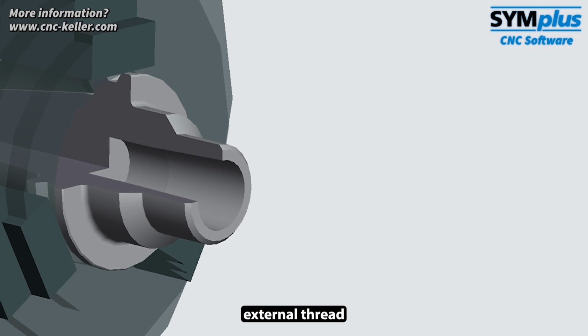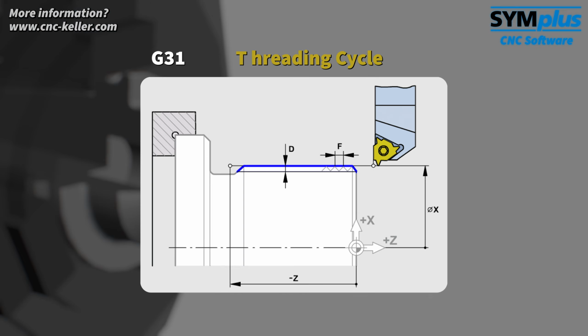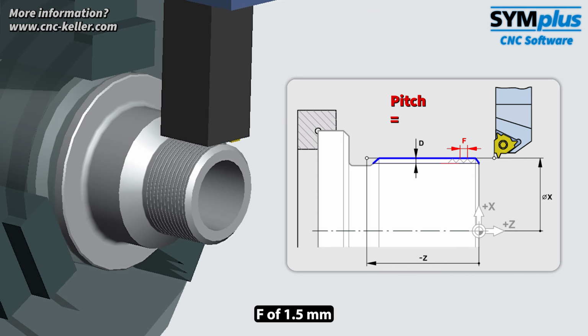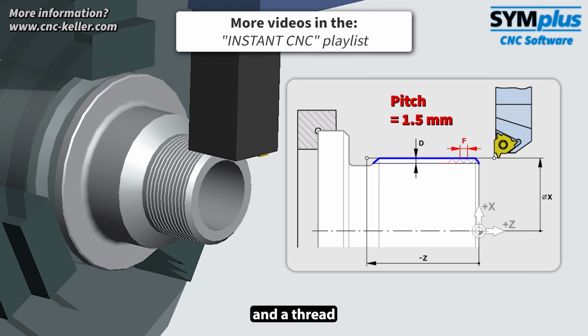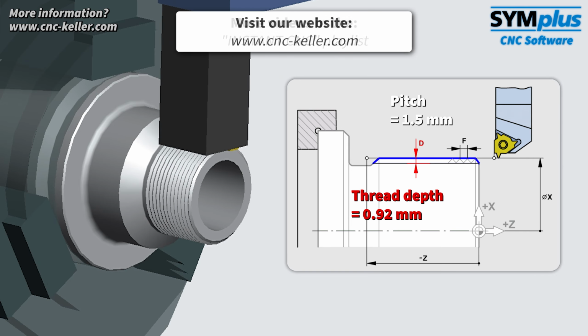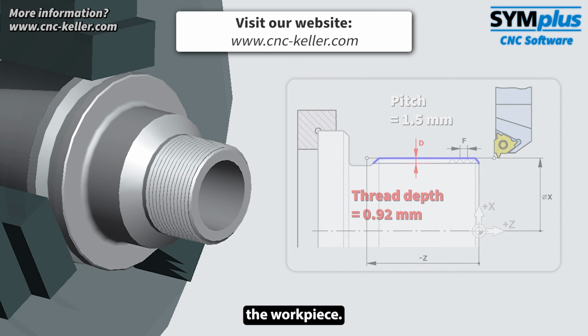Finally, an external thread is cut on the cylindrical surface. This is done using the threading cycle G31. The thread has a pitch F of 1.5 millimeters and a thread depth of 0.92 millimeters. This completes the workpiece.